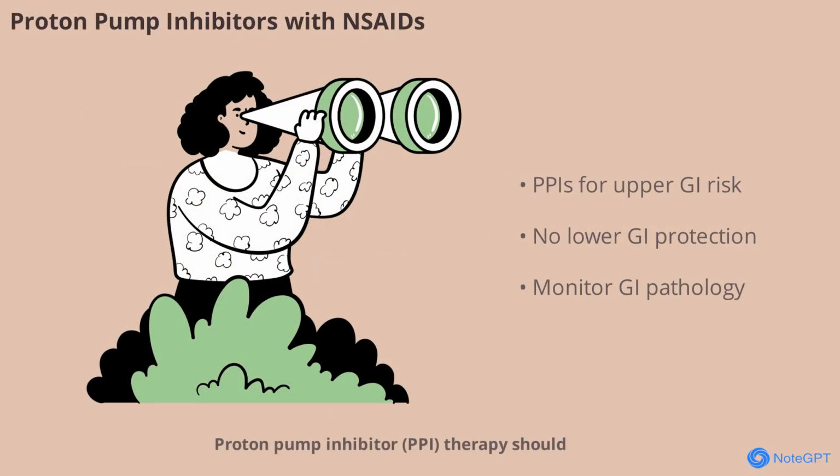Proton pump inhibitor (PPI) therapy should not be routinely co-prescribed with NSAIDs, but is recommended for patients with upper gastrointestinal risk factors, such as older age, history of peptic ulcer disease, or concurrent glucocorticoid therapy. PPIs lower the risk of NSAID-associated upper GI complications, but do not protect the lower GI tract. Patients with existing lower GI pathology require clinical monitoring when starting NSAIDs.